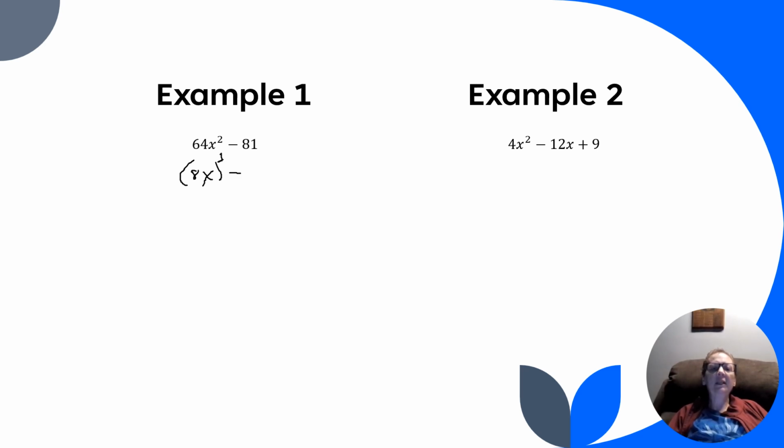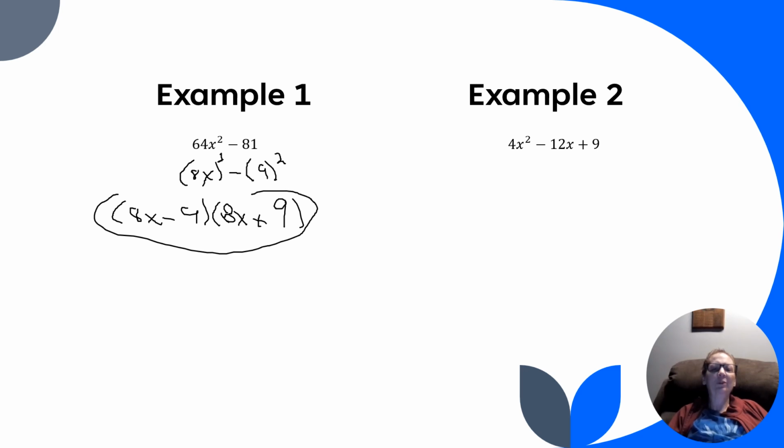And then 81 is also a perfect square. It's 9 squared. So I just rewrite it like that so I know what the two factors are. So they're going to be these two numbers with a plus and a minus in between them. So 8x minus 9, and then 8x plus 9. It doesn't matter what order you do it in. It could be plus then minus, minus then plus. As long as one is plus and one is minus, because that's what causes that middle term to drop out.